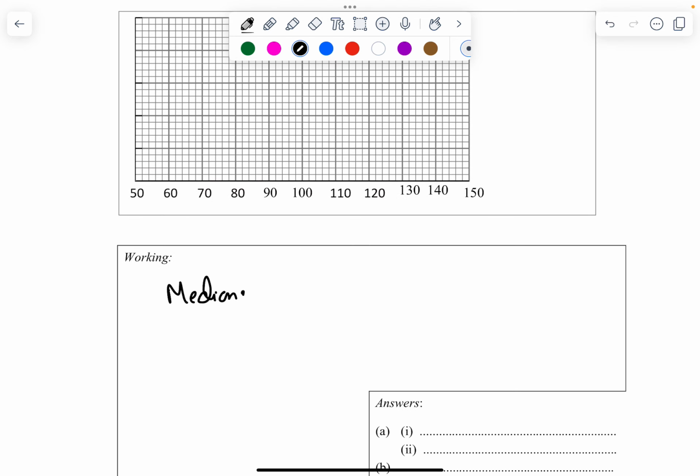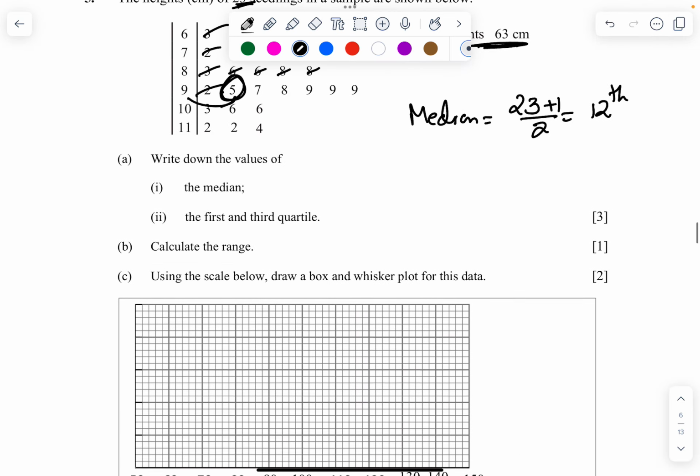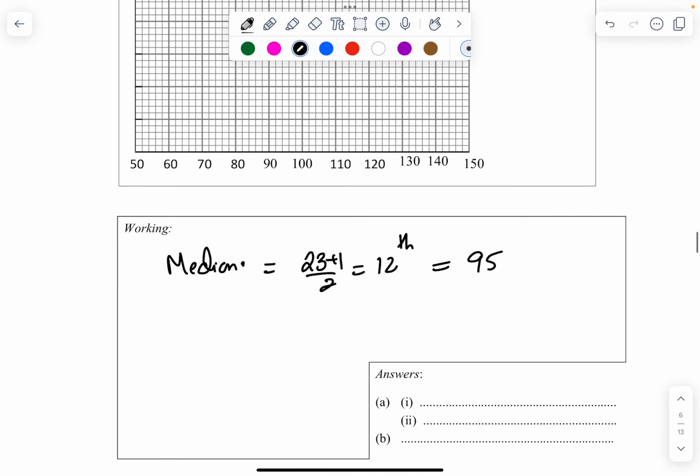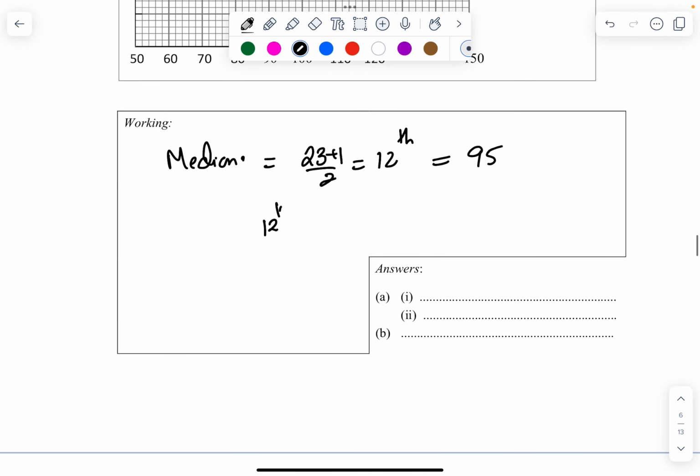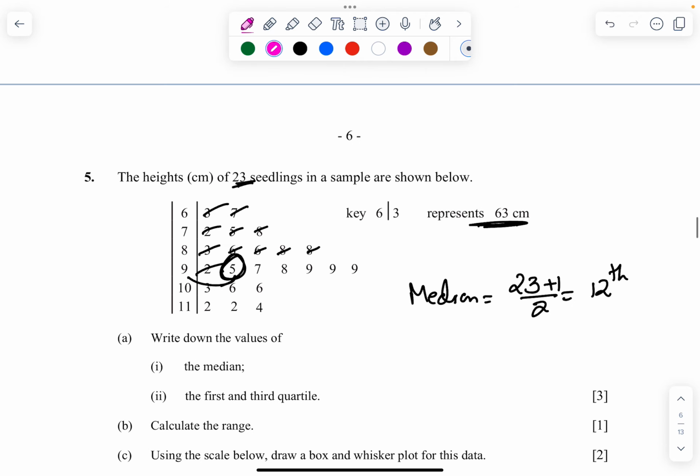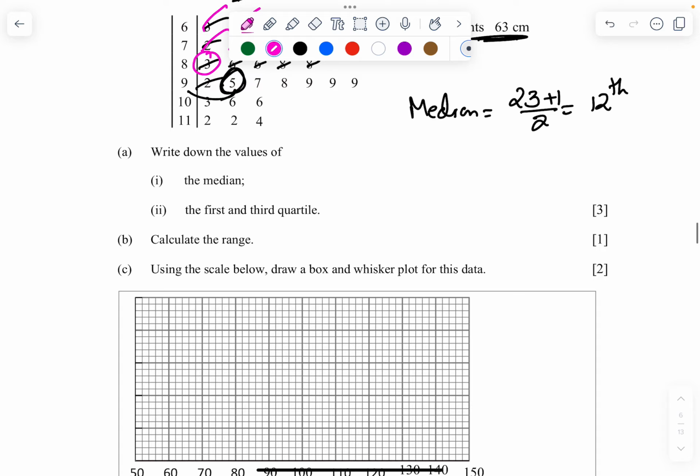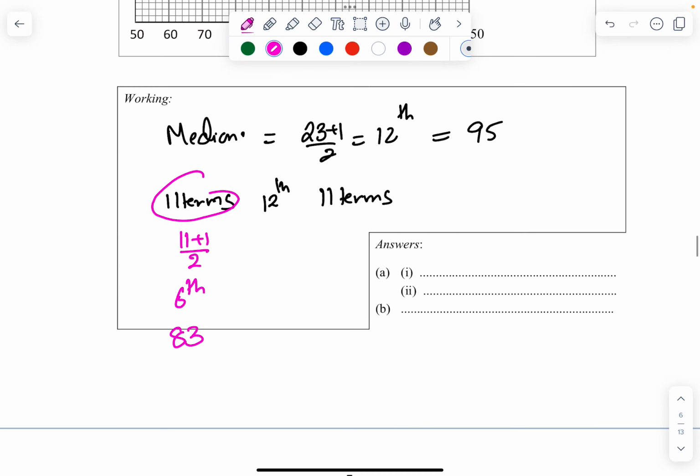So the median is the (23 plus 1) divided by 2, which is the 12th term. The 12th term is 95. Find the first quartile and the third quartile. Now we know the 12th term is the median. We have 11 terms on the left side and 11 terms on the right side. The middle of the left is (11 plus 1) divided by 2, the sixth term, so the sixth term is Q1. 1, 2, 3, 4, 5, sixth term, 83. So 83 is Q1.